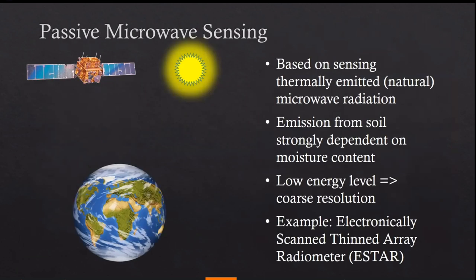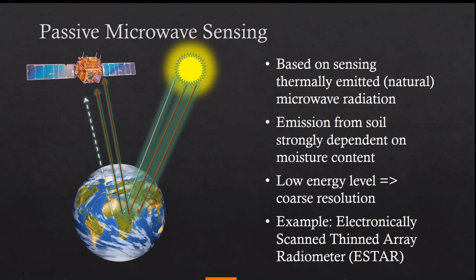In microwave remote sensing, we have two main kinds: passive and active. Passive microwave sensing is based on sensing the heat or the radiation emitted naturally. So basically the sun's rays hit the earth and some of it is reflected back, which is sensed by the satellite or the airborne sensors. Some radiation is also given out naturally by the Earth. This is a low energy radiation, and so the resolution, another term which we'll discuss in a few minutes, is very coarse. So you get one value for a big area.